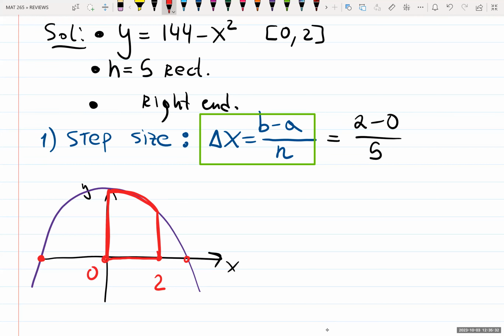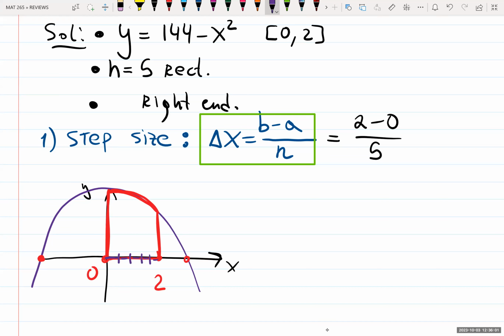That's one thing. But also they say use 5 rectangles. That means it will be 1, 2, 3, 4. That did not look good. It should be 5 intervals. To create 5 intervals, I need to have 4 cuts. First interval, second, third, fourth, and fifth. Here are my 1, 2, 3, 4, 5 intervals.